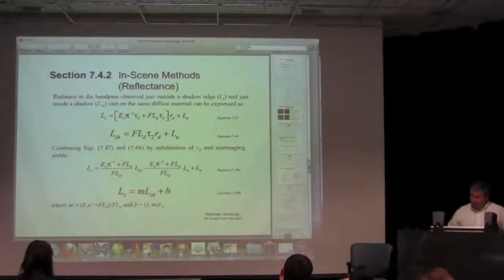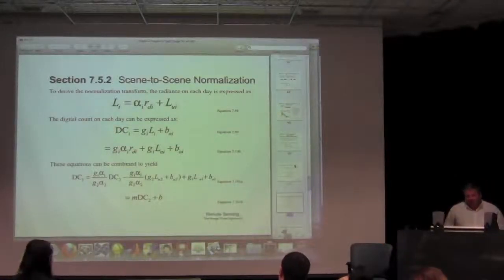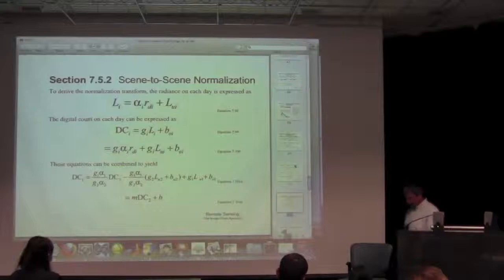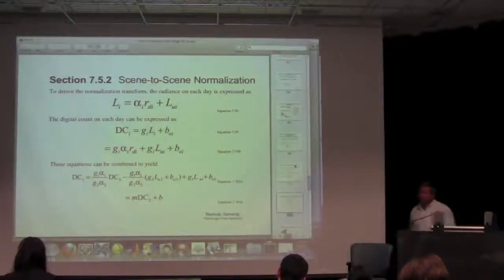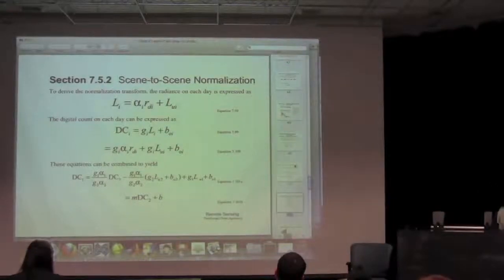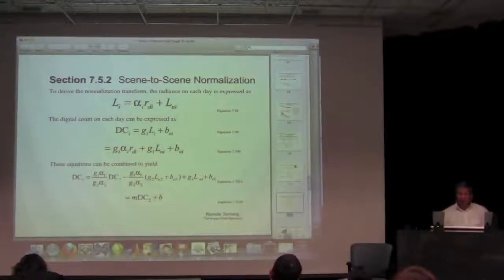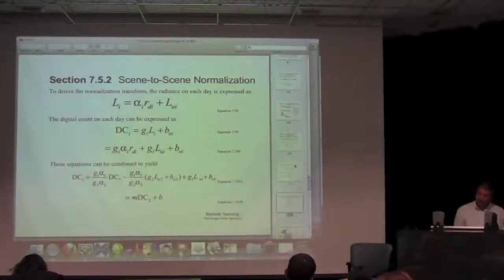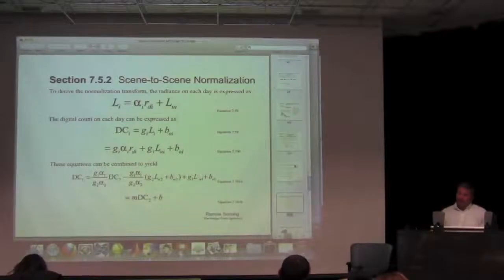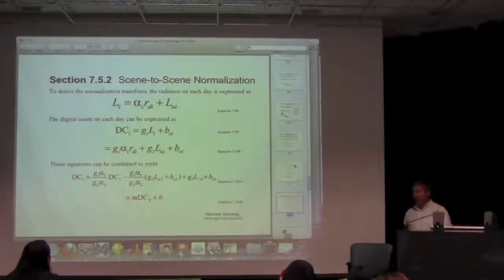All right. So I'm going to skip through some of the slides here, and I'm going to head to this one. All right, so we looked at some in-scene techniques. We looked at some ground truth-based techniques. Now, this isn't an atmospheric calibration tool as much as it is, as the title here says, a scene-to-scene normalization tool. What the attempt here is, is to come up with a way to take a scene that you collected on one day and a scene that you collected on a second day of the same area.